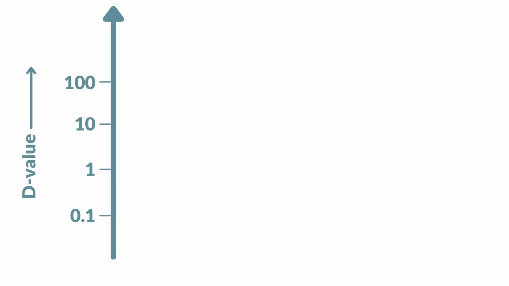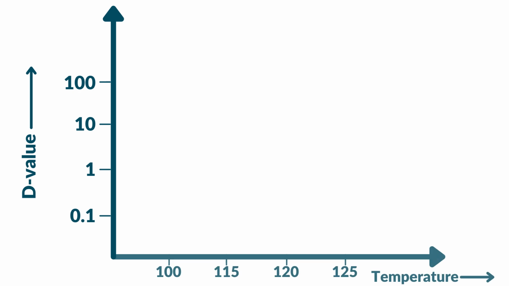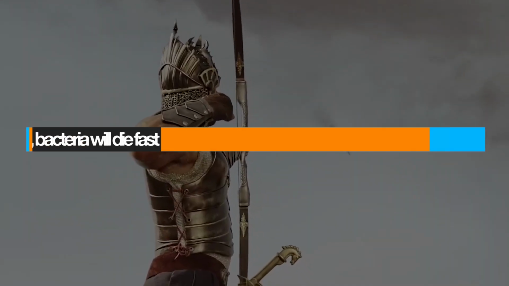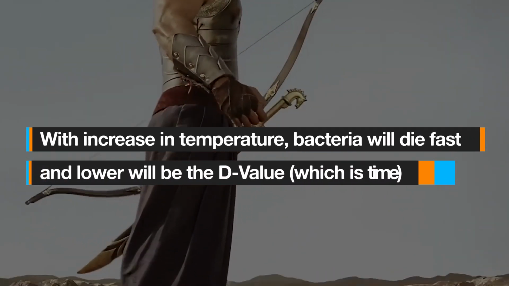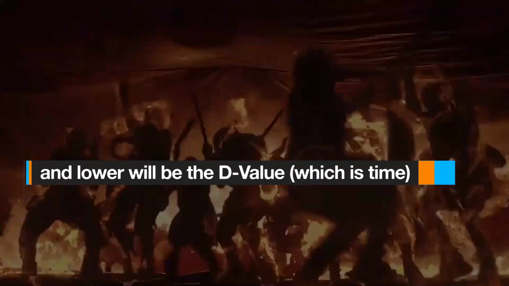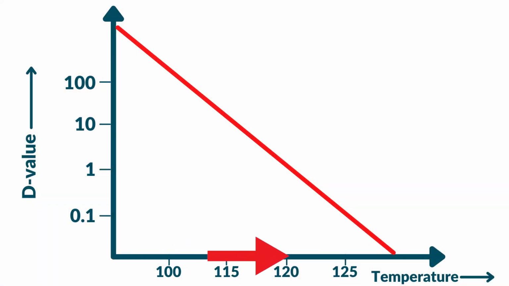Now, we know how to find out D value. Let's put it on the y-axis in another graph, and let's put temperature on the x-axis. So from earlier knowledge, we know that with an increase in temperature, bacteria will die fast and lower will be the D value, which is time basically. So now, whenever temperature increases, the D value will decrease.